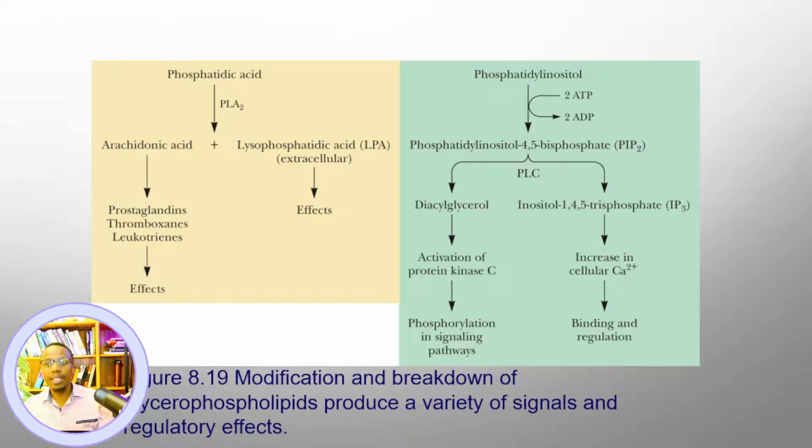Where you take the phospholipid, the glycerophospholipid, and then you break it down. You see how you can break it down into arachidonic acid, which also gives you prostaglandins and other molecules that are needed in the cell. So this is an example of a lipid pathway, an important lipid pathway.